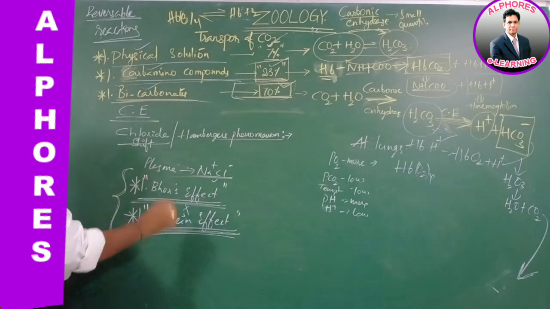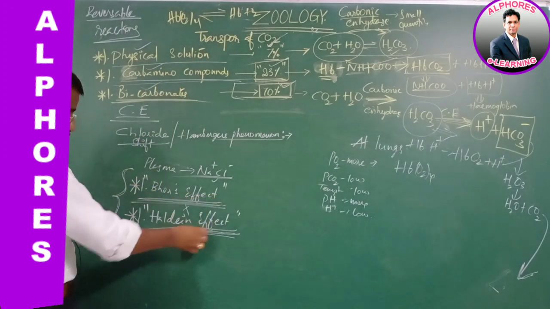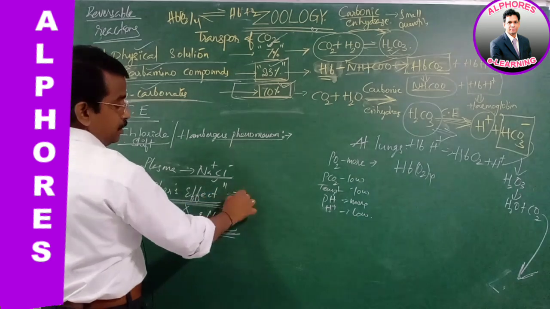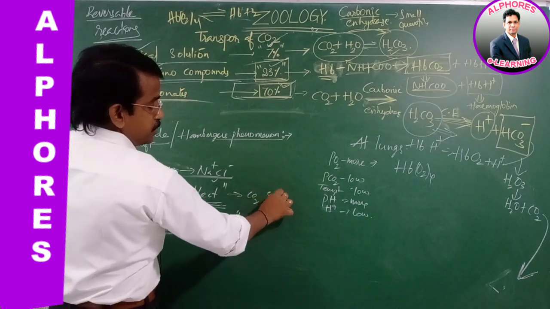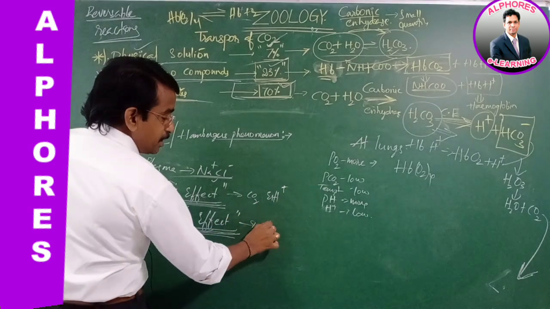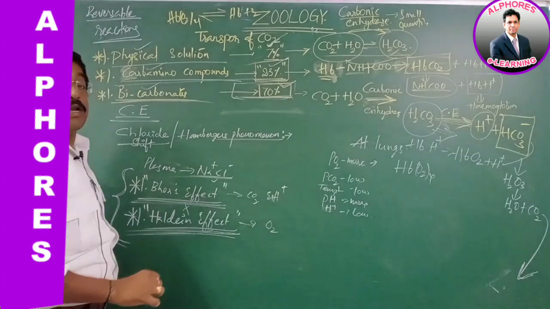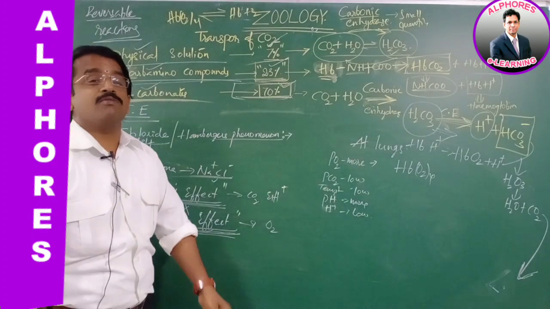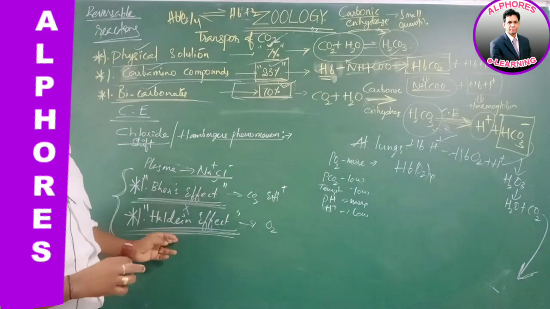And these two are very, very important to remember: the Bohr effect and the Haldane effect. The Bohr effect is the effect of CO2 and H plus on the oxygen carrying capacity. And the Haldane effect is the effect of O2 on unloading the CO2, that is, removal of CO2. These two are what to have. Thank you.